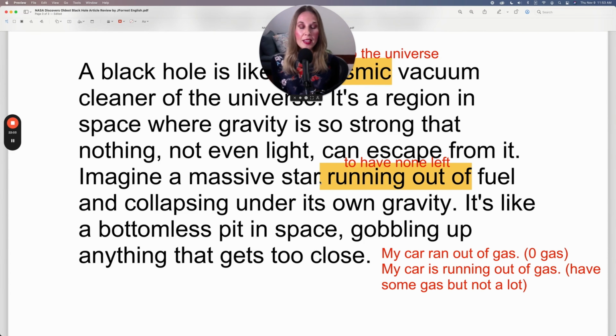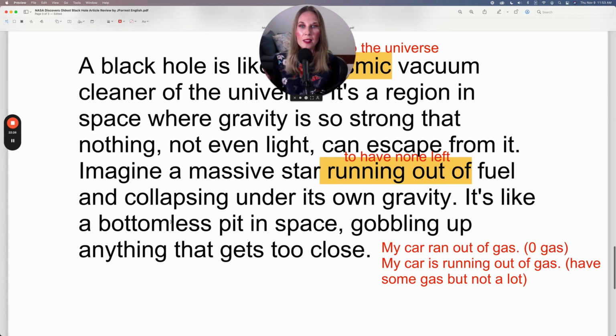So imagine a massive star running out of fuel and collapsing under its own gravity. So we have a whole star, but it has no fuel left. So it collapses, it flattens under its own gravity. So the weight of the star's gravity causes it to collapse. It's like a bottomless pit in space.